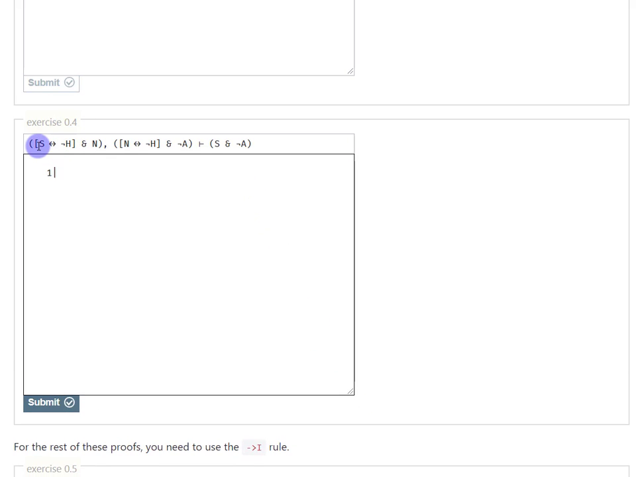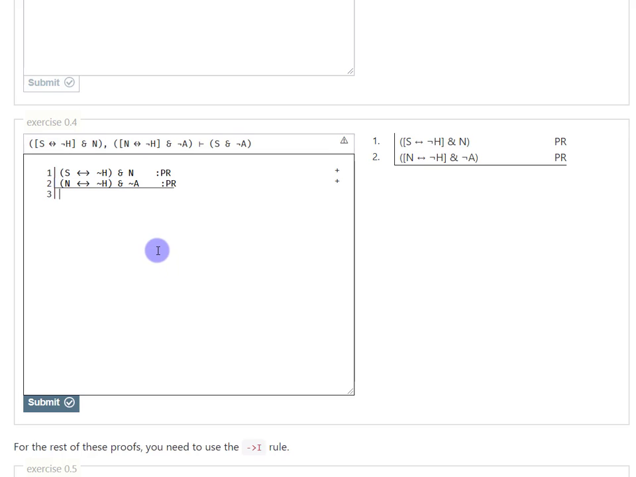Okay, number 4 here. So this argument has 2 premises, and the conclusion is S and not A. Okay, so if you're looking at a problem like this, maybe you can see how you're going to get the conclusion S and not A right away. But if you're not sure, then it's often useful just to start doing what you can. So since both of these premises are conjunctions, the main connective is the ampersand, I can do and elim, conjunction elimination on both lines.